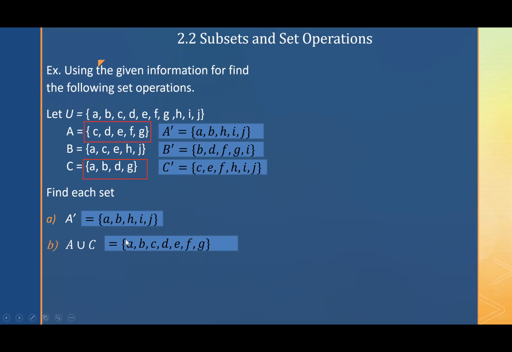And again, all I did was put in order, which is A, B, C, D, E, F, G. So again, the D and the G repeat, and if they repeat, I only write it one time. But again, in short, the union is basically combining the two together. Take whatever is in A, put it together with whatever is in C. So A union C is combining what is in A together with what is in C.